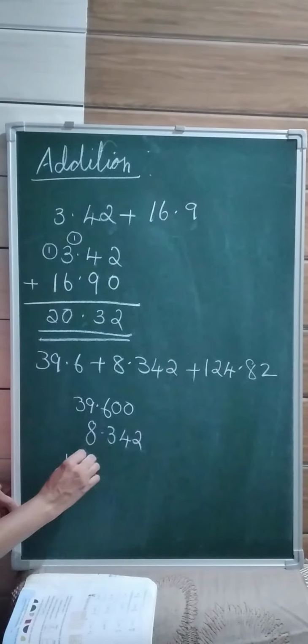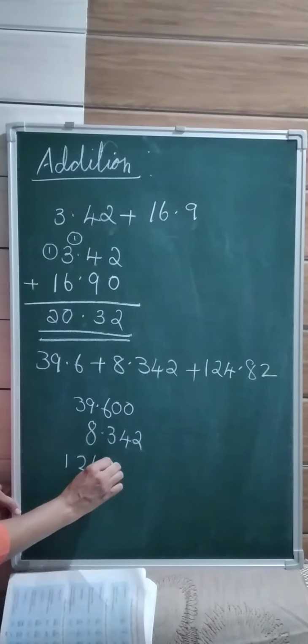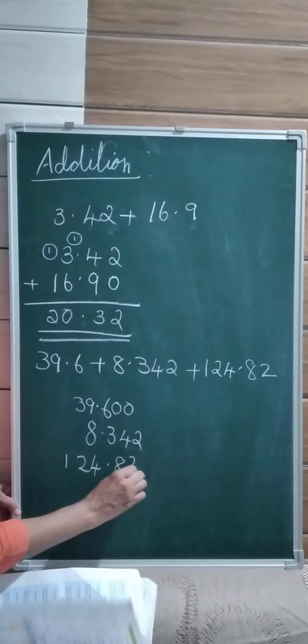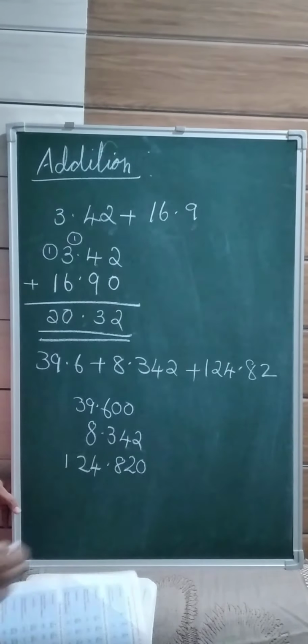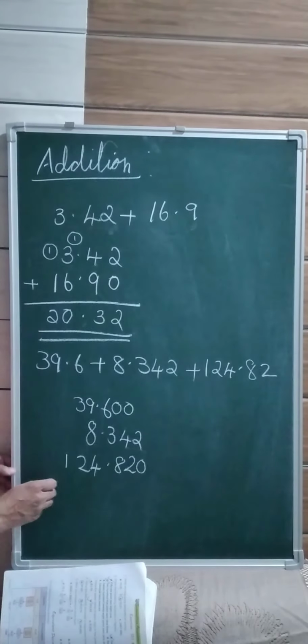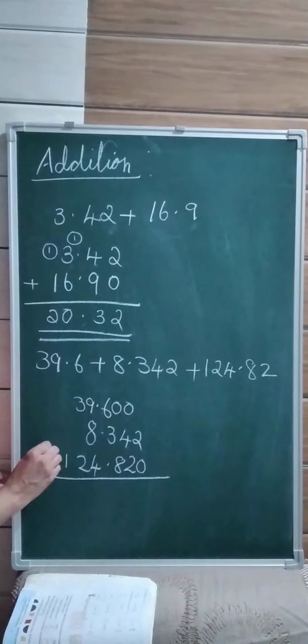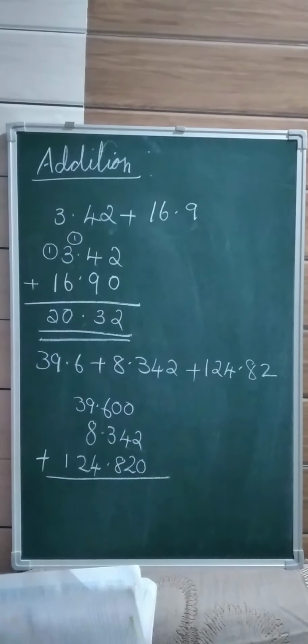Now 124.82. 2 only. We need one more, so put 1 0. Now we can start the addition.